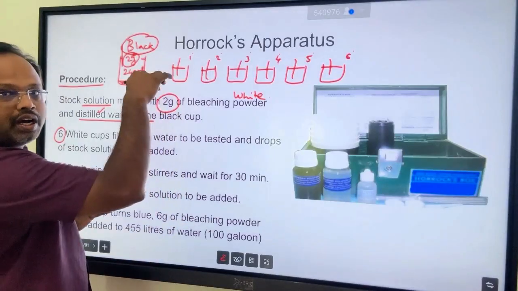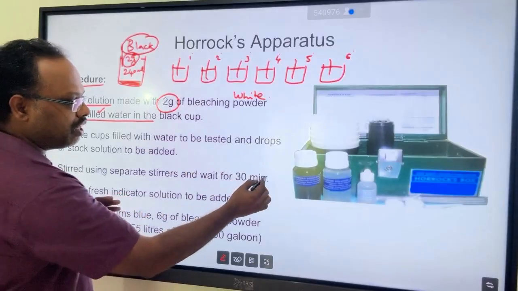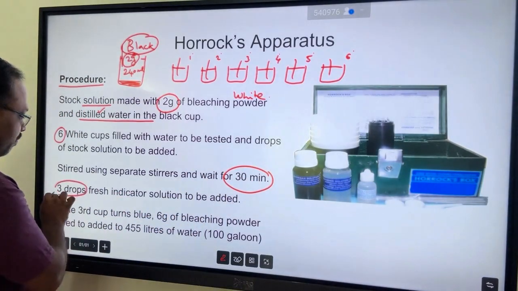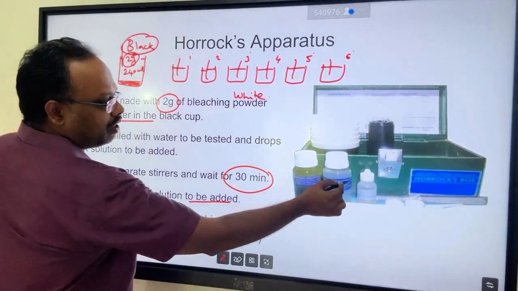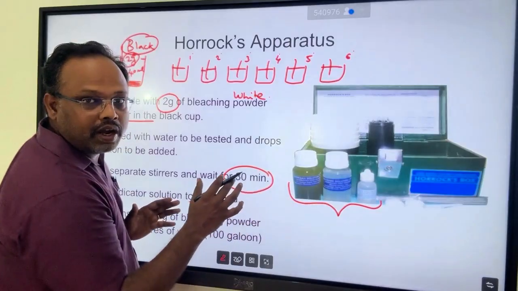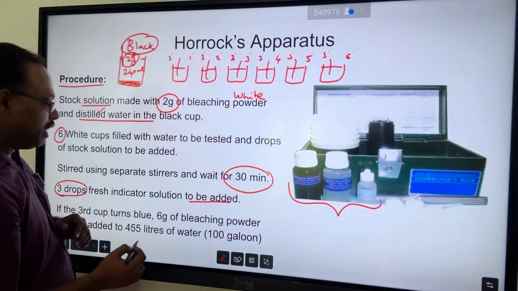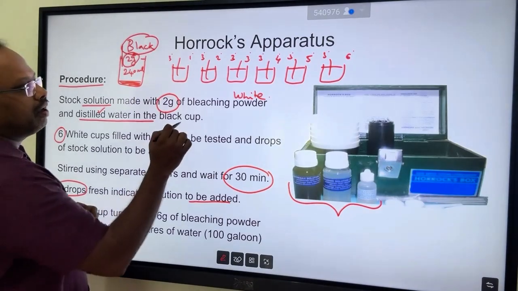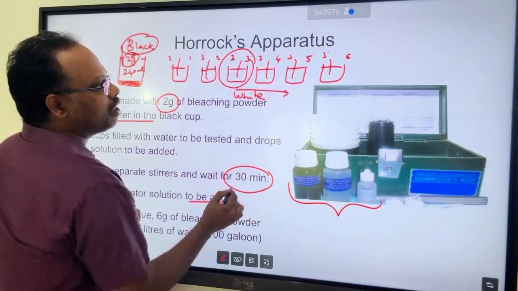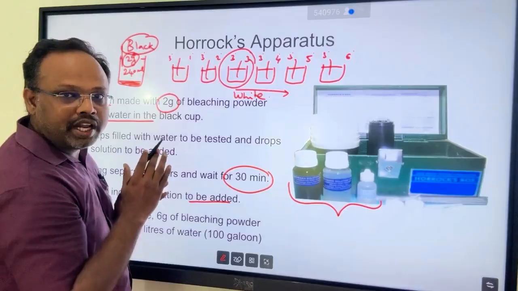Then we need to stir the water with the help of the stirrers. Then we need to wait for 30 minutes. Then we need to add 3 drops of the freshly prepared indicator solution to each of the white cups. If, suppose, the third cup turns blue, from there onwards all the cups will be blue in color. That indicates that at this concentration the chlorine levels are adequate.